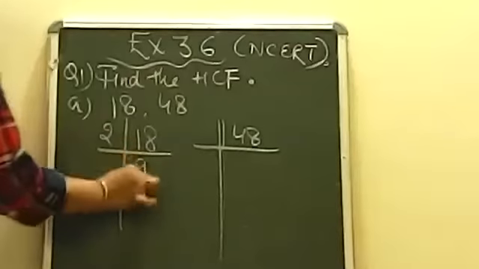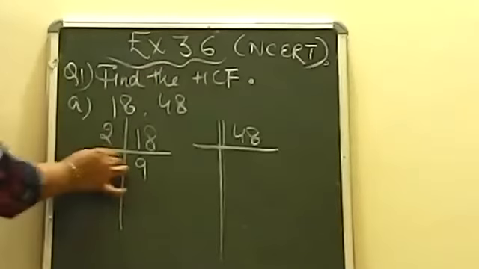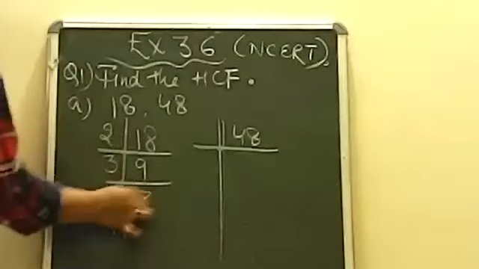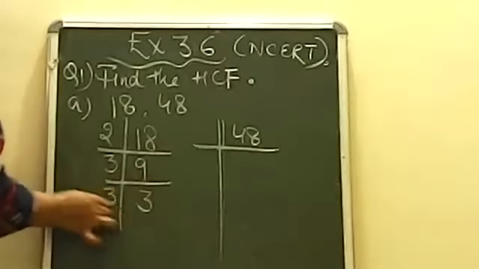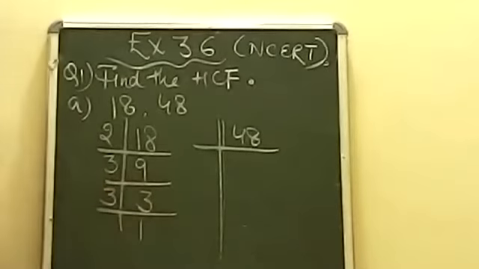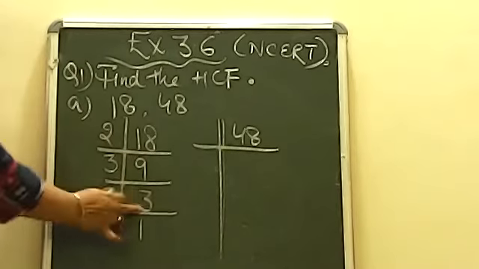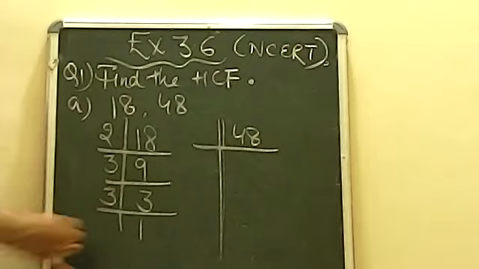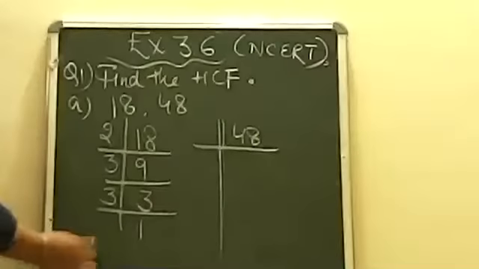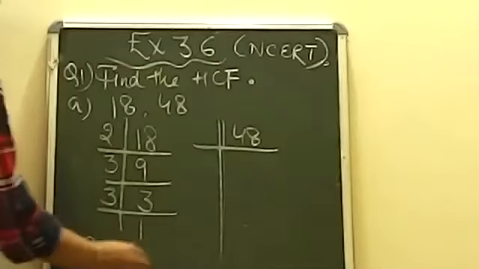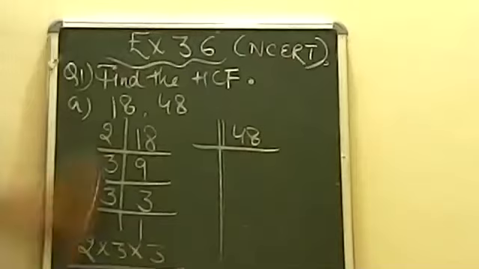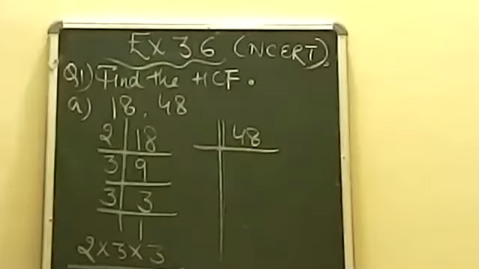Now let's try. 2 9s are 18, then it goes by 3, that is 3 3s are 9, and again it will go by 3, so 3 1s are 3. So now 2 9s are 18, 3 3s are 9, and 3 1s are 3. So we have got 2 into 3 into 3 for this 18. For 18 we have got 2 into 3 into 3.